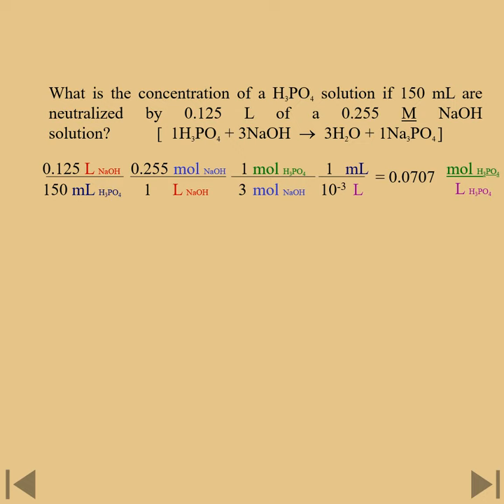Note, if I put that 10 to the negative 3 with the milliliters instead of the liters, I would get 0.0000707, and that would definitely seem a bit small. Often the size of your answer will tell you if you've made a mistake.